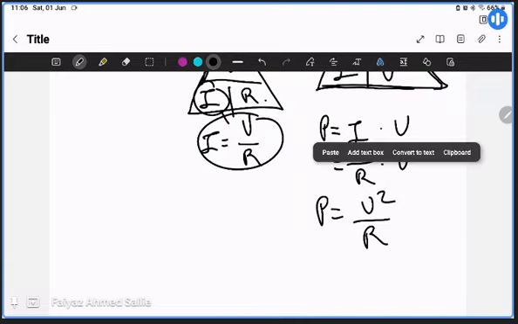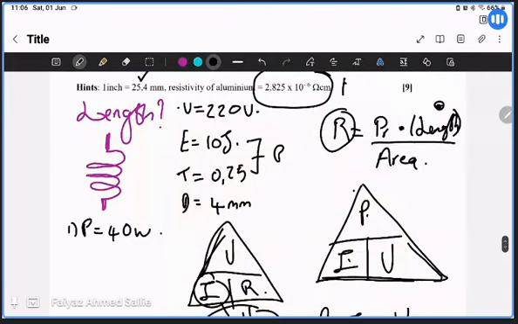So now let's use this formula. We know that power is equal to voltage squared over the resistor, and we are looking for the resistor.